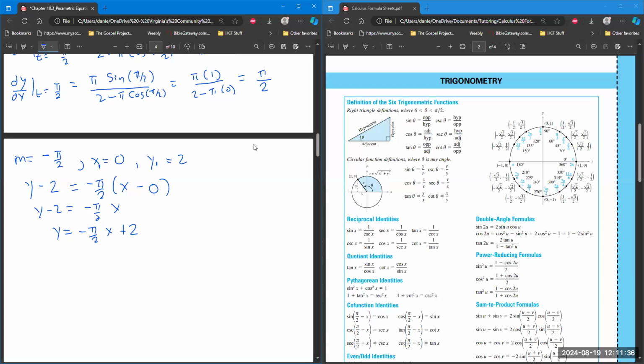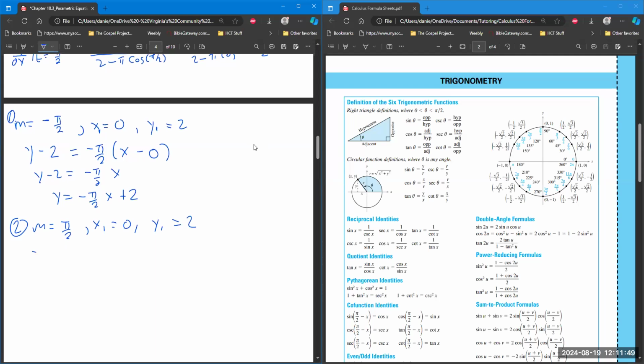And then my second case here, my slope is a positive pi over 2. My x value is still 0, my y value is still 2. And so I have y minus 2 is equal to pi over 2 times x minus 0. y minus 2 is equal to pi over 2 x. y is equal to pi over 2 x plus 2. Let's see how we did.